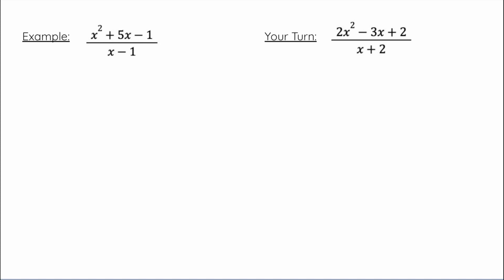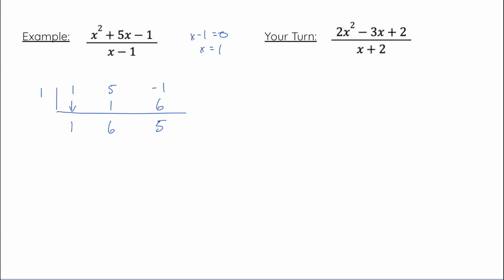Okay, let's try another one here. We have x minus 1 equals 0, so x is 1. So we write that here. And we write all the coefficients: 1, 5, negative 1. Bring down the 1. 1 times 1 is 1. 5 plus 1 is 6. 6 times 1 is 6. And then negative 1 plus 6 is 5.